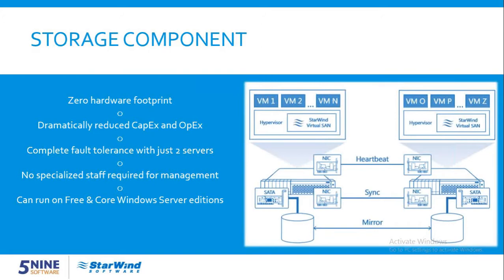So first of all, we zero our hardware footprint. We don't have any additional servers. You just have your virtualization layer and that's it. Thereby, we dramatically reduce our capital expenditure and of course the operating expenditure, because there's no proprietary layer to buy, no proprietary layer to run. That's excellent. And on top of that, while a lot of companies need at least 3 servers to do a similar thing, StarWind managed to create an ecosystem which is self-sufficient and fully fault-tolerant with just 2 servers.